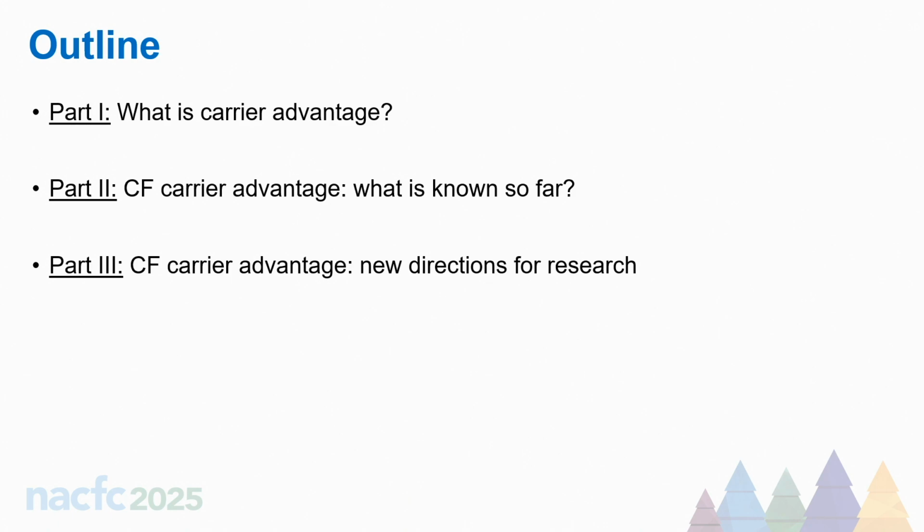I tried to break down the talk into three parts. In the first one, we're going to go over some basic concepts in genetics and review, for those of you who are not thinking about it all the time, what is carrier advantage. In the second part, we're going to be discussing the carrier advantage in the context of CF and what people have done so far about this.